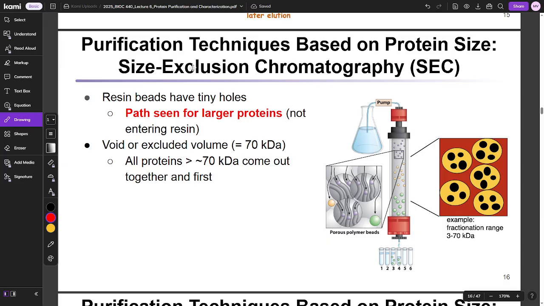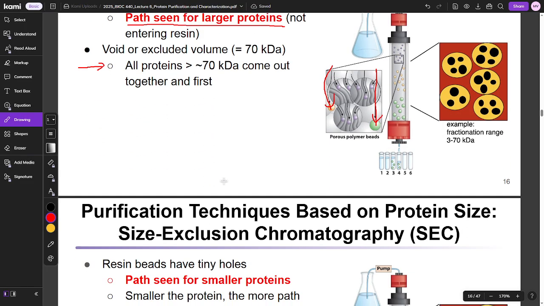Yeah, so for this, I already talked about this. For larger proteins, they'll go around the sides, like this green, yellow. That's all there is to that. I don't think the rest is really that important. Yeah, so this right here is kind of reiterating what I said. Proteins greater than 70 kilodaltons will come out together and they'll come out first.